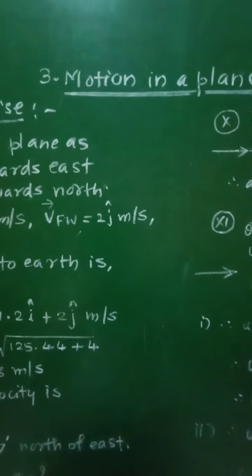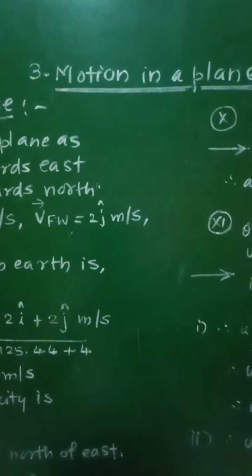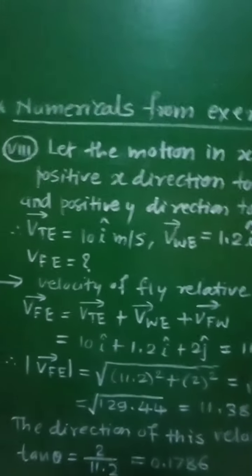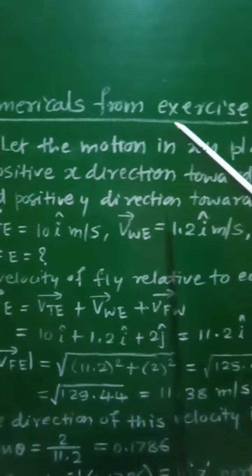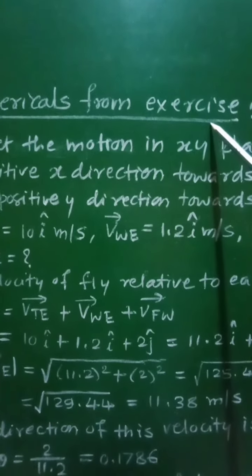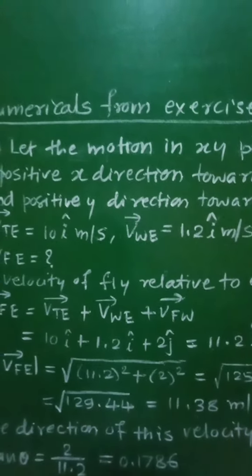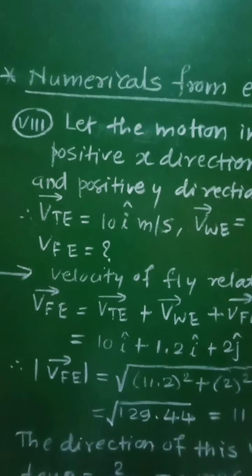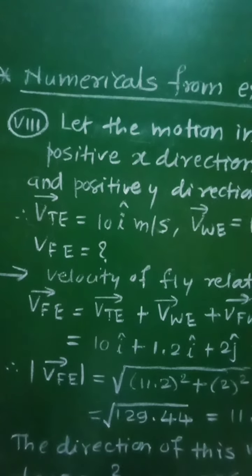Class 11th, Subject Physics, 3rd chapter, Motion in a Plane. From this chapter, let us see numericals from exercise. Let us see numerical number 8, which is stated as: a train is moving eastward at 10 meter per second.